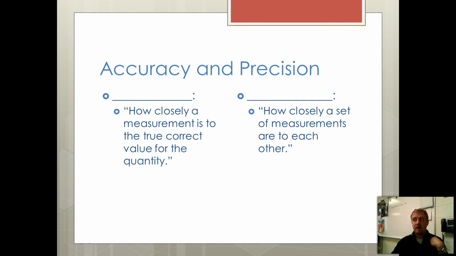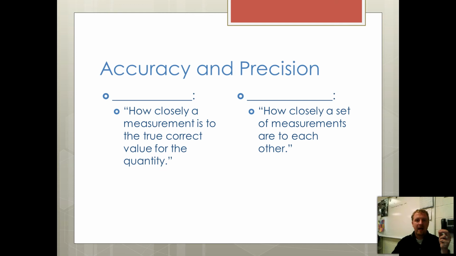Okay? Whereas if I was speeding, that might not be as accurate. Now, precision is slightly different than accuracy. Accuracy is how closely it is to a true value. Precision doesn't really have to do with the true value at all. It actually has to do with how closely a set of measurements agree. So it actually requires more than one measurement.